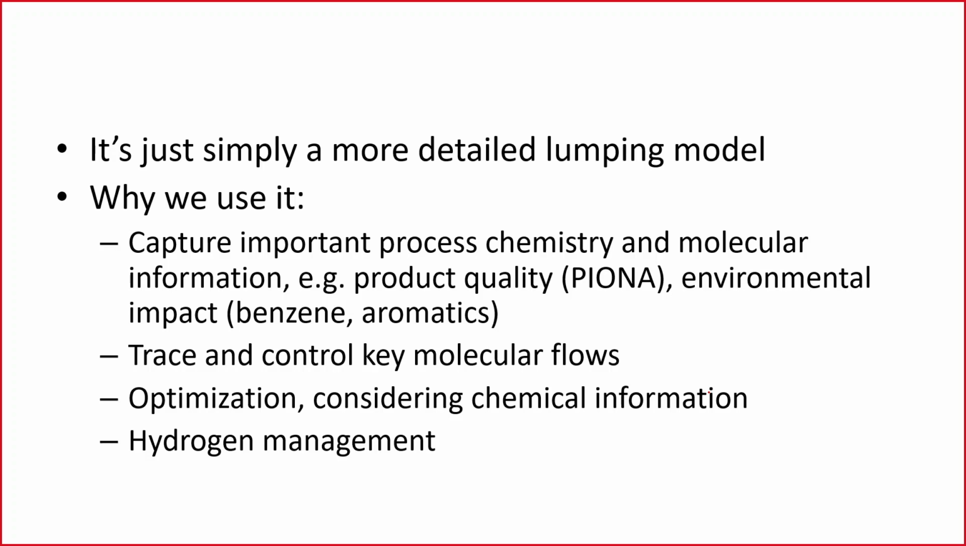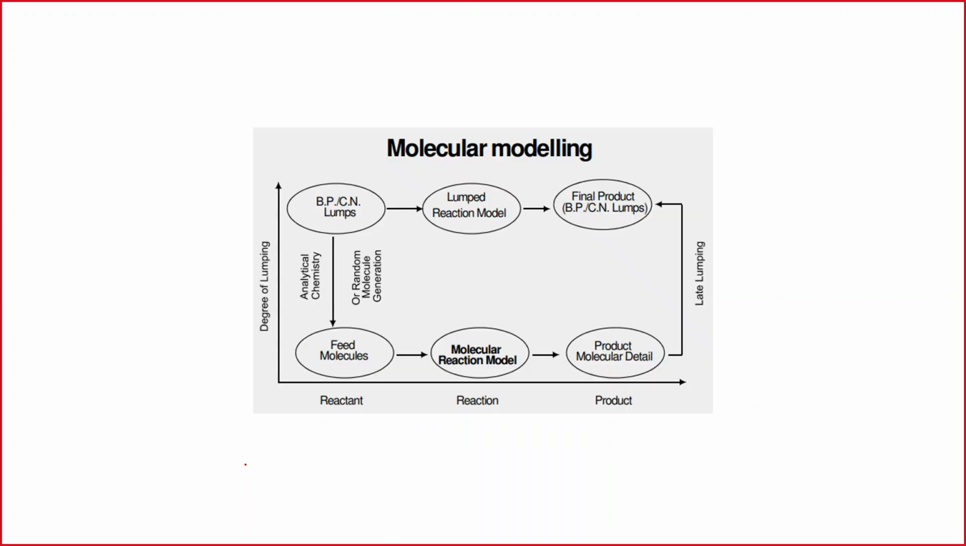So we use this because we want to characterize the properties of the stream. In this case, it's the chemistry and the molecular information of that particular stream, while the product quality, which is the properties, is then the concentrations of the benzene and aromatics. Just use the same example. Once we know this, we can trace and control the molecular flows in and out of the refinery, and then we can use the optimization with much more detailed information. And if we want to model the hydrogen, which we will see in some of the next classes, we can then trace this component as well.